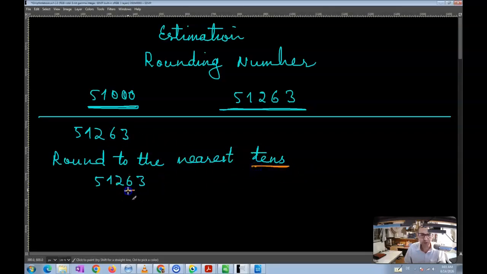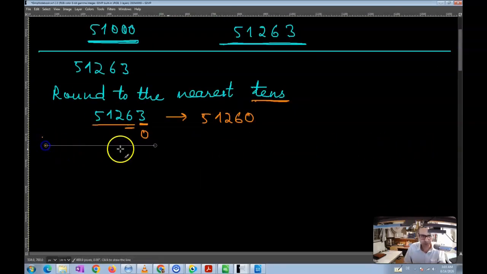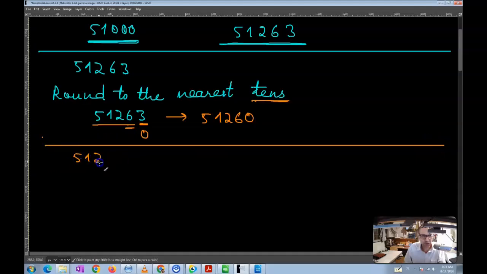So this is the tens place value, which means that all of these digits all the way up to the tens place value, I care about, but the last digit in the number, I just don't care about it. So for the sake of simplicity, I'm going to substitute it with a 0. So I'm going to put a 0 over here, and then I'm going to write the number as 51,260, right? So that's the same number rounded to the nearest tens. Or that's the same number, 51,263, if I were to round it to the nearest hundreds, for example.